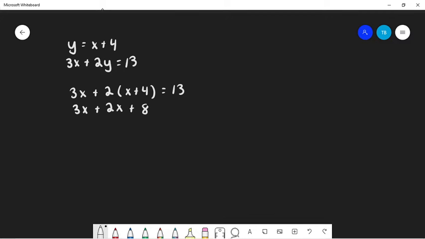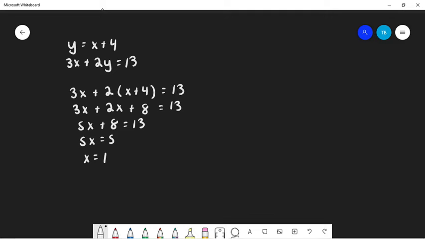In this part, I'm just distributing the 2. And then we'll combine our like terms with 5x plus 8 equals 13. We'll subtract 8 on both sides, 5x equals 5. And then we divide both sides by 5 and get x equals 1.